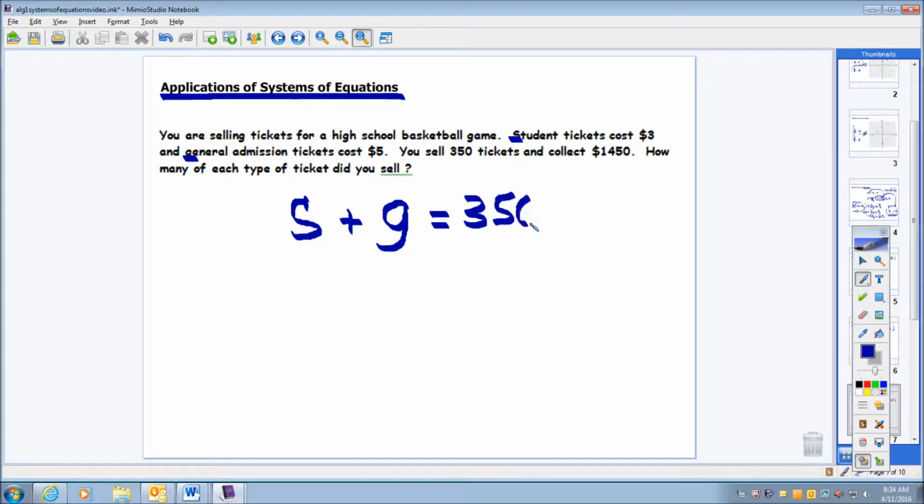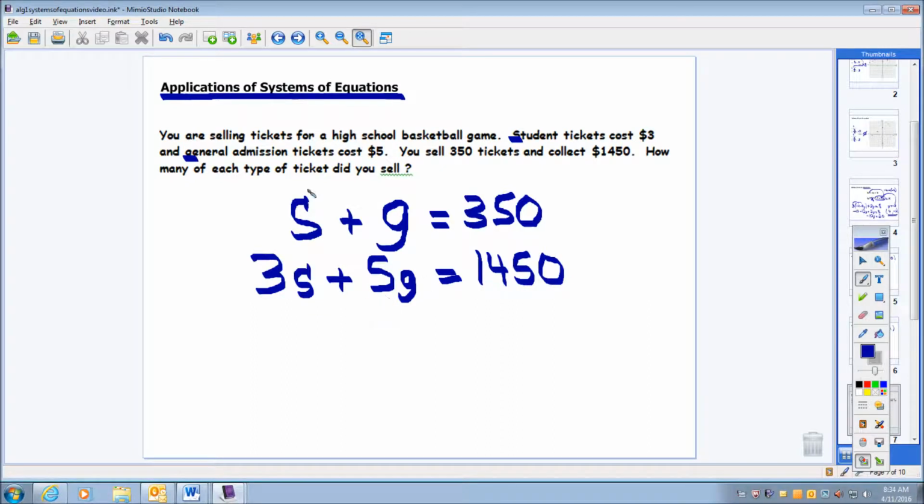The second equation is quite often the money equation, wherever you see a dollar sign. Okay, a student ticket is $3 each, so 3S. A general admission ticket is $5 each, for a total of $14.50. In a word problem, you want to make sure you use every single number. If you haven't used every single number, you're probably doing something wrong. Make sure every number is used.